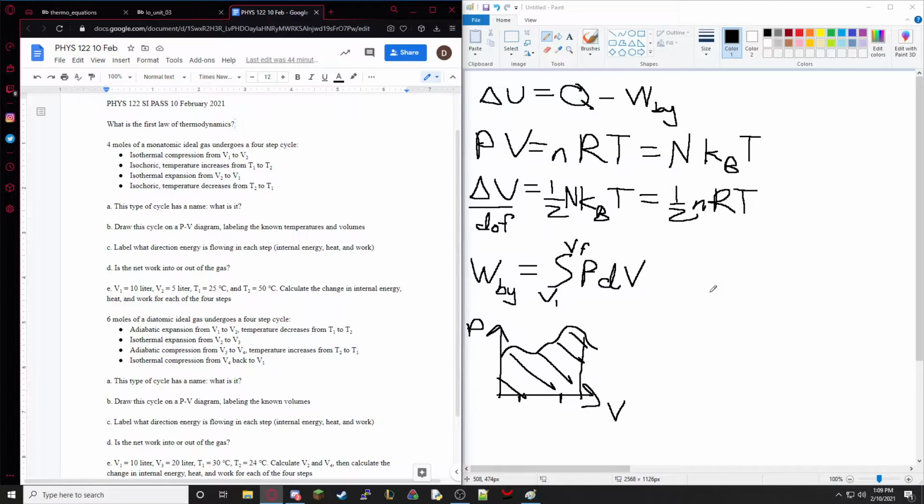I'll give you about 10 minutes to draw what the cycle is going to look like on the PV diagram, labeling all our volumes and temperatures, and then label what direction the energy is flowing in each step. Essentially, do parts B through D. Then we'll go over it. If you have any questions, feel free to unmute or just type them in session text.